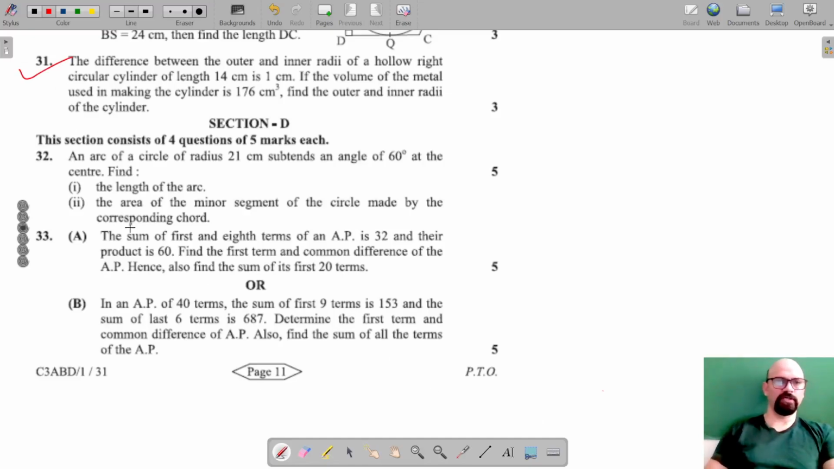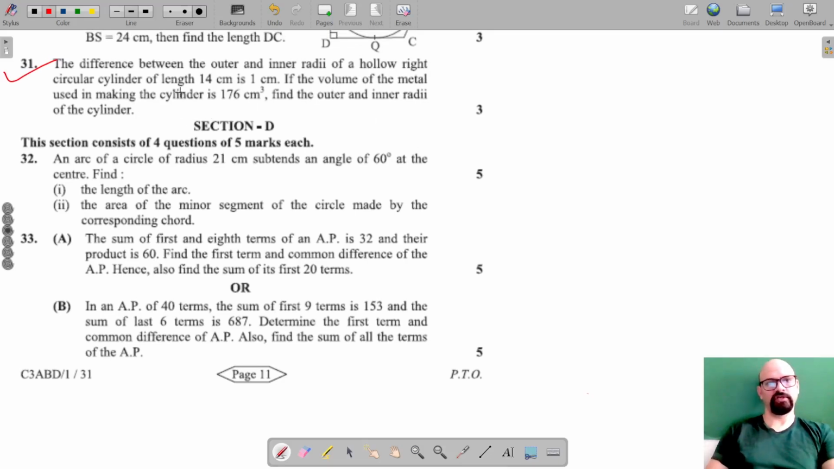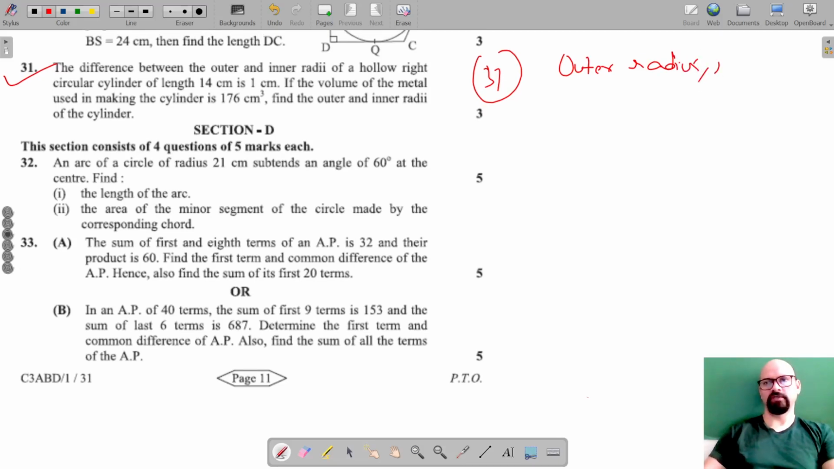Okay, for question number 31, it's given that the difference between the outer and inner radii of a hollow right circular cylinder of length 14 centimeter is 1 centimeter. So this is question number 31. Let the outer radius be R1, and inner radius be R2. So it's given that the difference between them is 1 centimeter. So this will be the first equation.